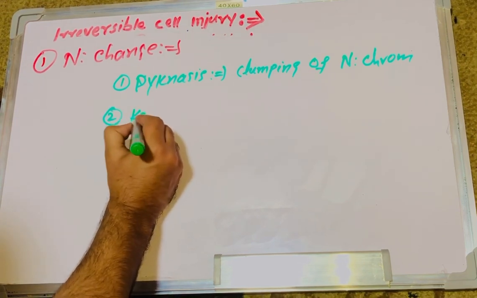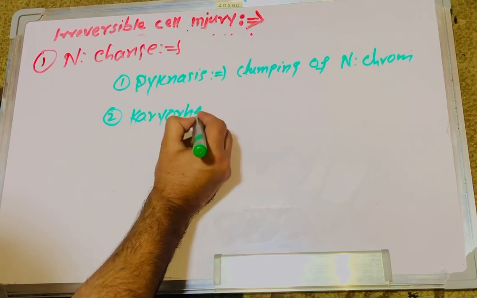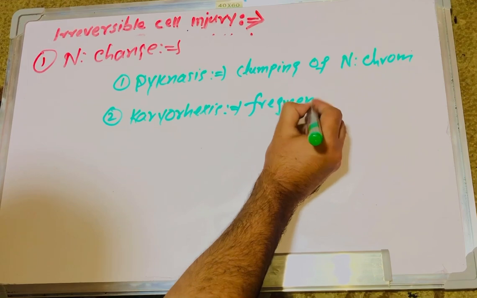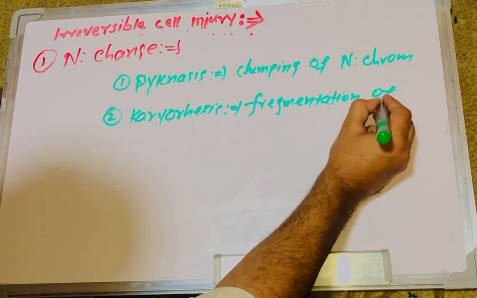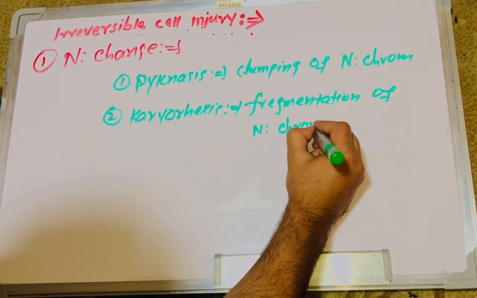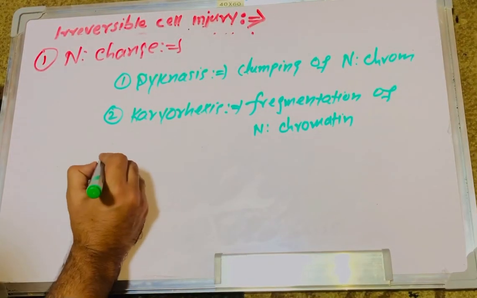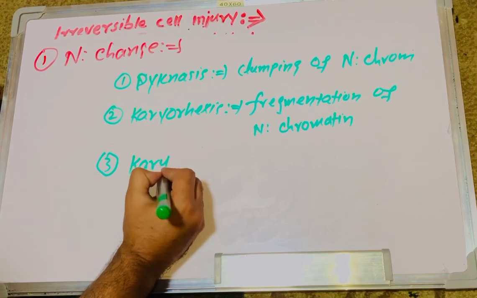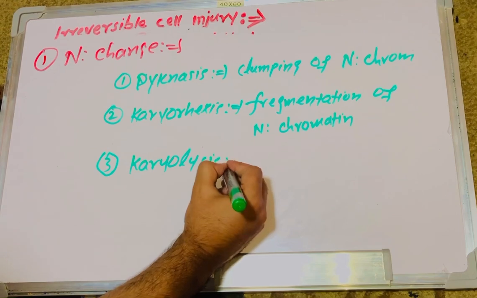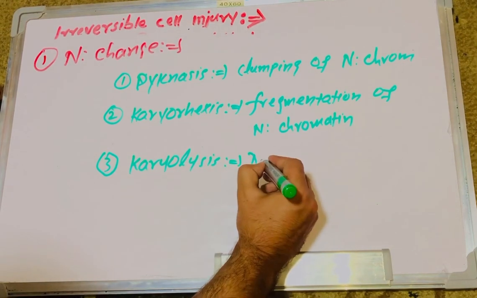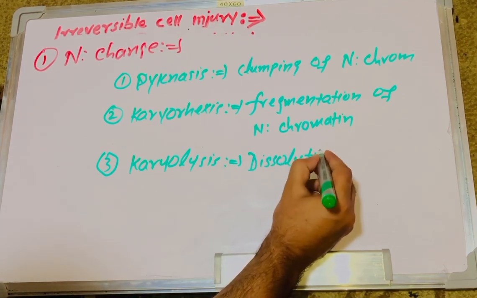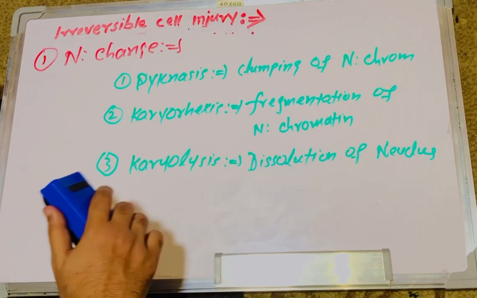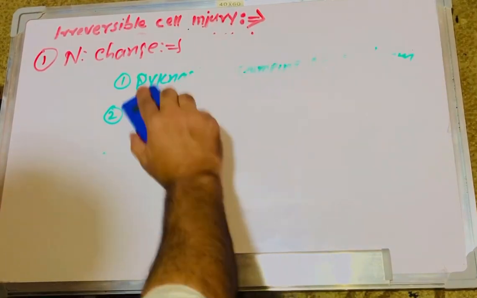Number second, karyorrhexis. Karyorrhexis is the fragmentation of nuclear chromatin. And number third is karyolysis. Karyolysis is the dissolution of the nucleus. These three changes occur in the nucleus during irreversible cell injury.